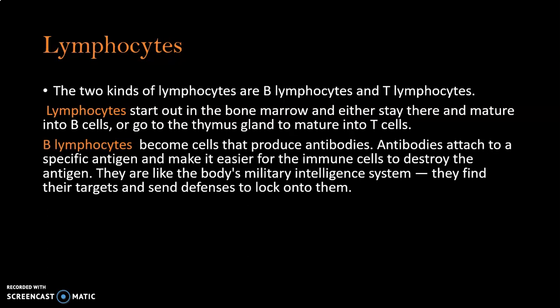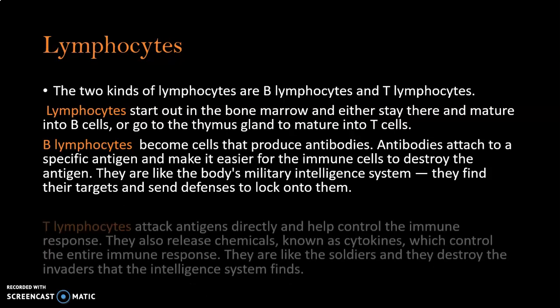B lymphocytes become cells that produce antibodies. Antibodies attach to a specific antigen and make it easier for the immune cells to destroy the antigen. They are like the body's military intelligence system. They find their target and send defense to lock onto them.